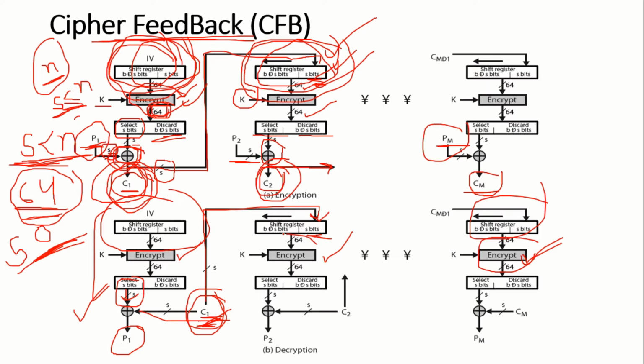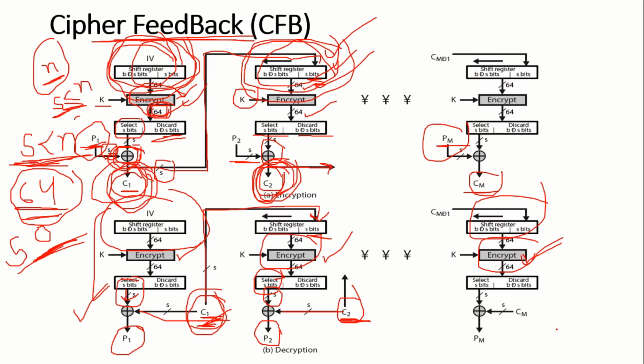Okay, the encryption process will happen again. We'll be selecting s bits out of it. Now at the second stage, we'll make use of this C2, which we have generated from here, right? So this C2 will be XORed with this output which we have got from here, and as a result, we'll be getting the second block of the plain text, right?